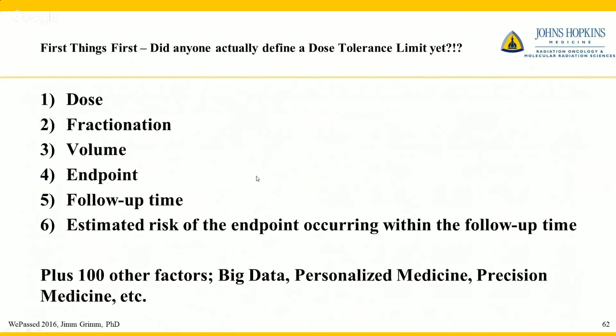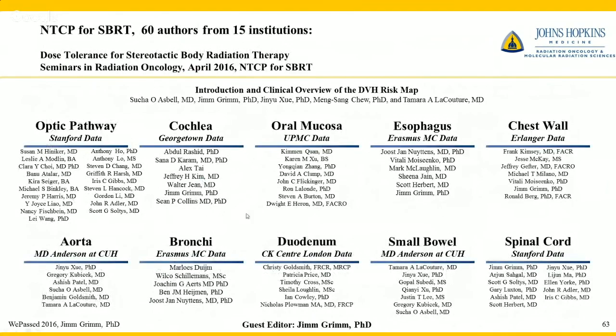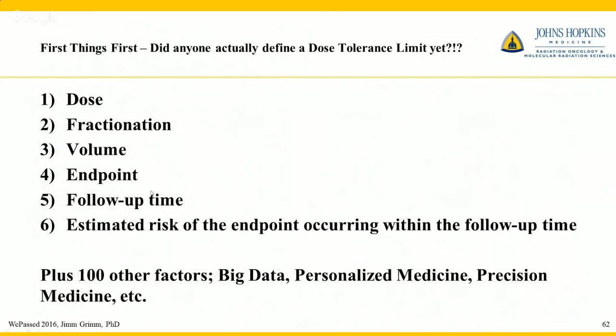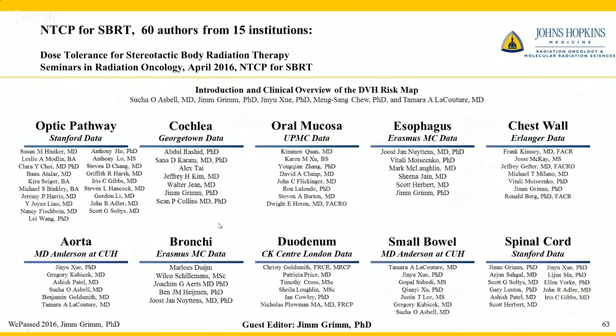So a dose tolerance limit also would depend on many other factors, but these main 6 are going to be usable, and the rest we're continuing to study. So to the extent it's possible, in these 10 journal papers that we just came out with, we tried to follow that definition of a dose tolerance limit. So keeping in mind an endpoint and follow-up time, and every one of these has an estimated risk level associated with it. And actually, every one of these also has CyberKnife data.